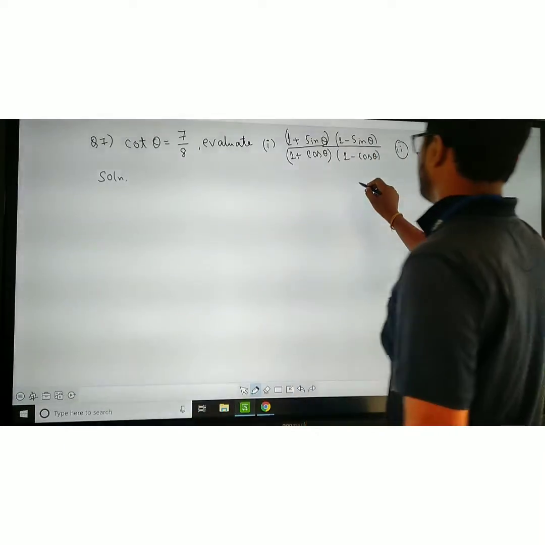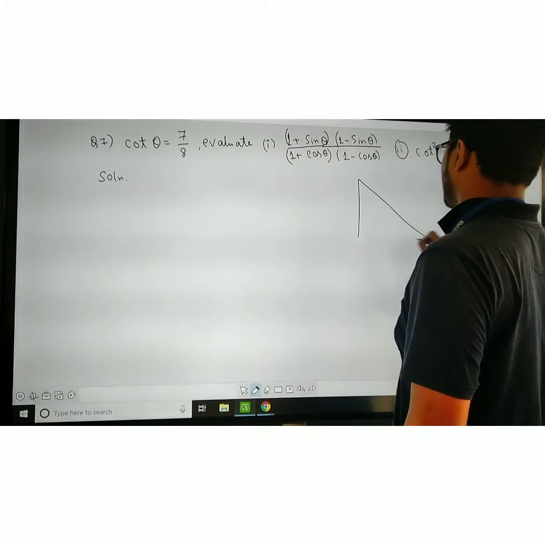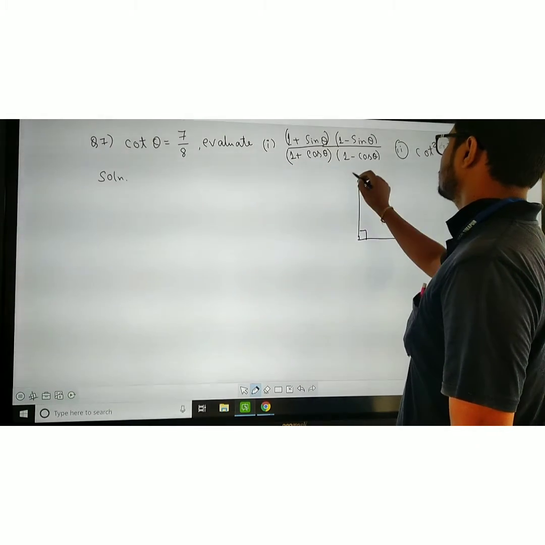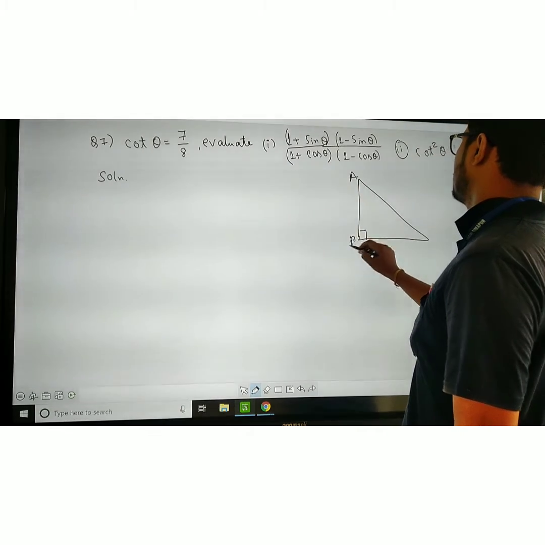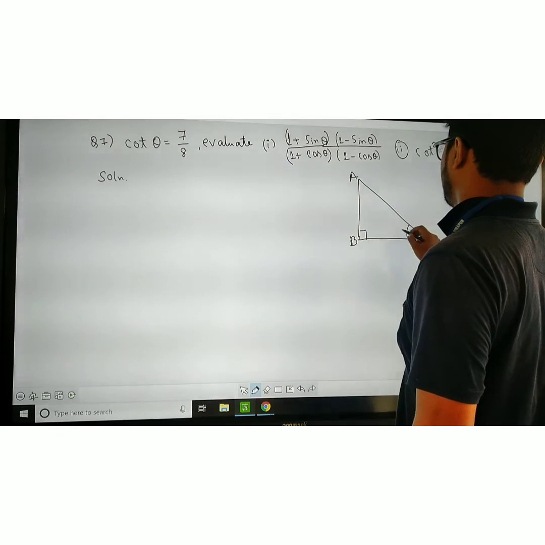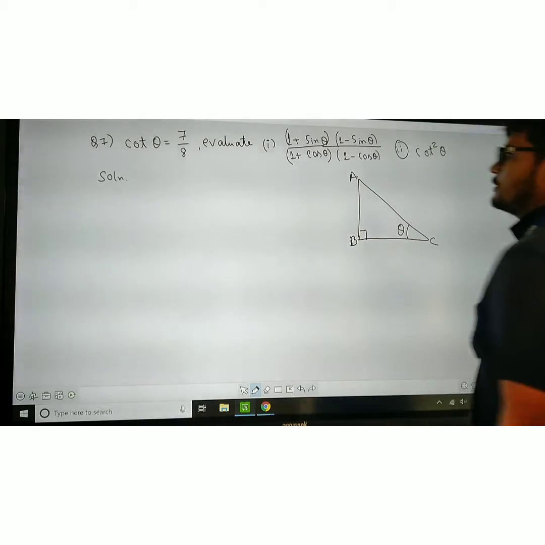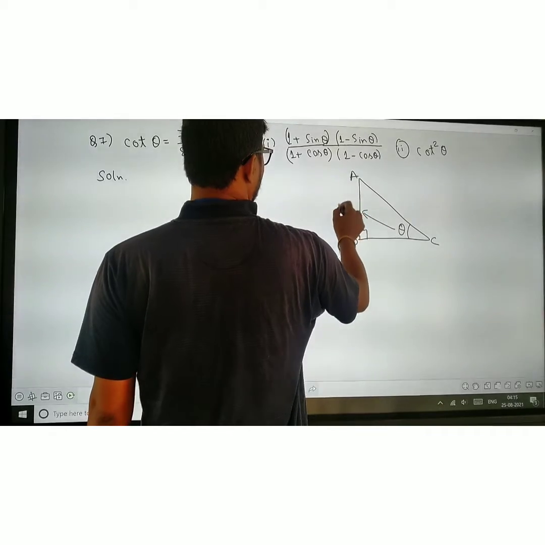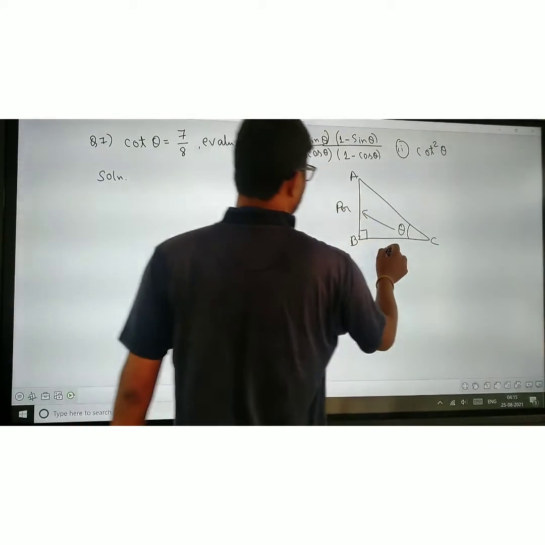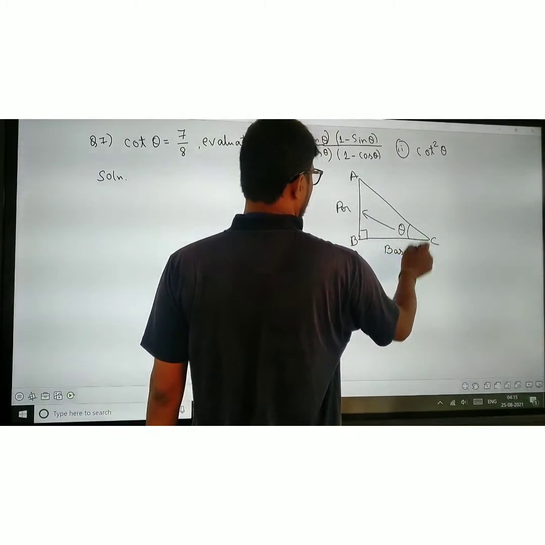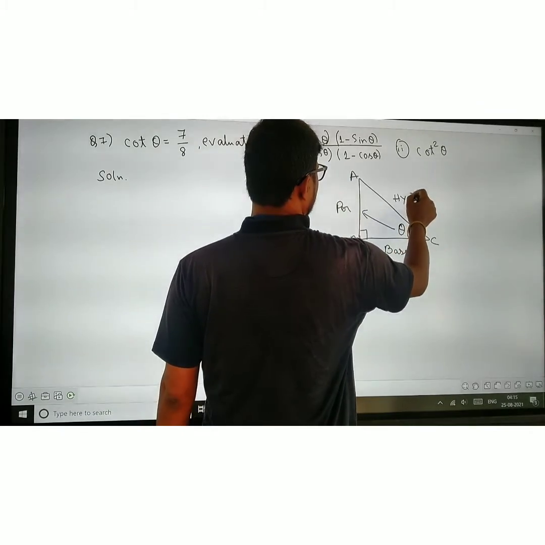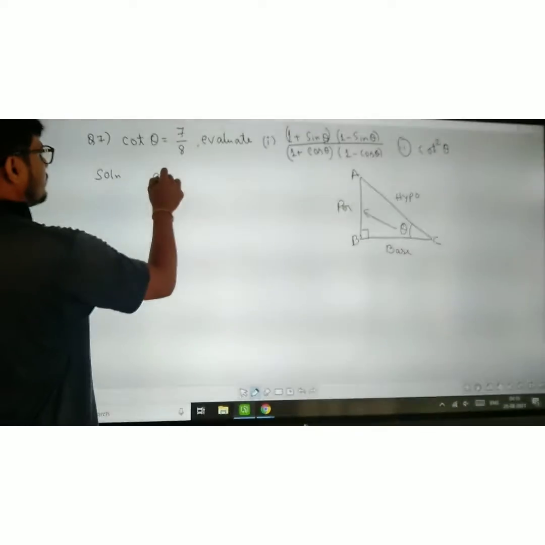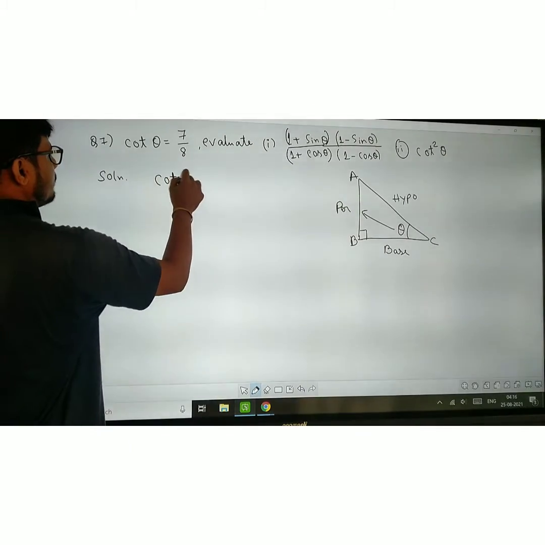First of all, what we have to do is, you have to draw a right triangle, A, B, C. We know that theta opposite is perpendicular. This is base and this is hypotenuse. AC is the hypotenuse. Now, what is given in the question, we will try to take the help of that.